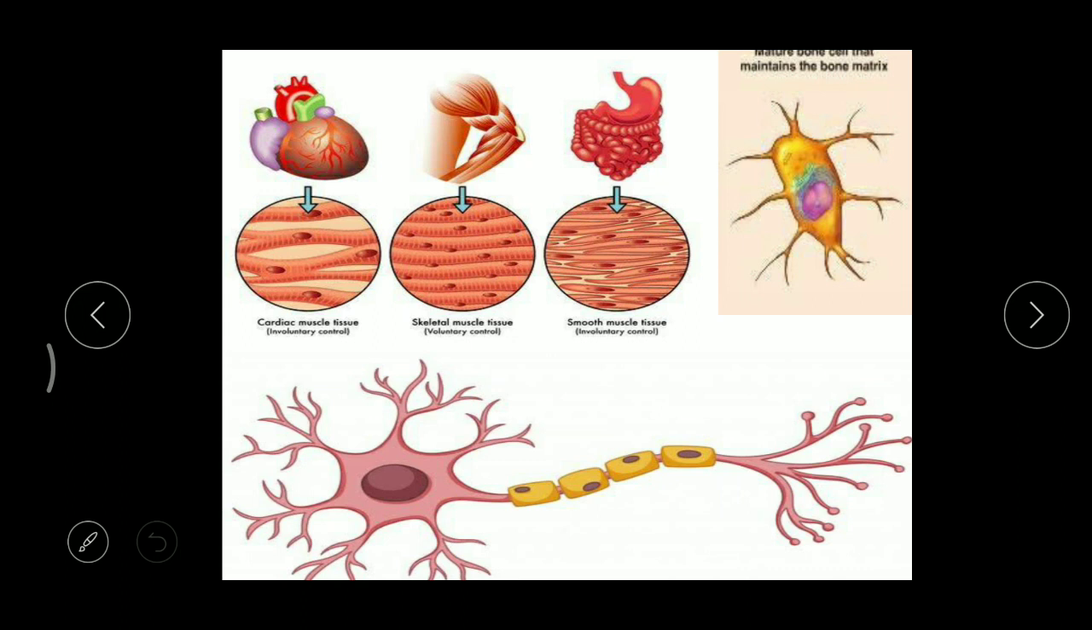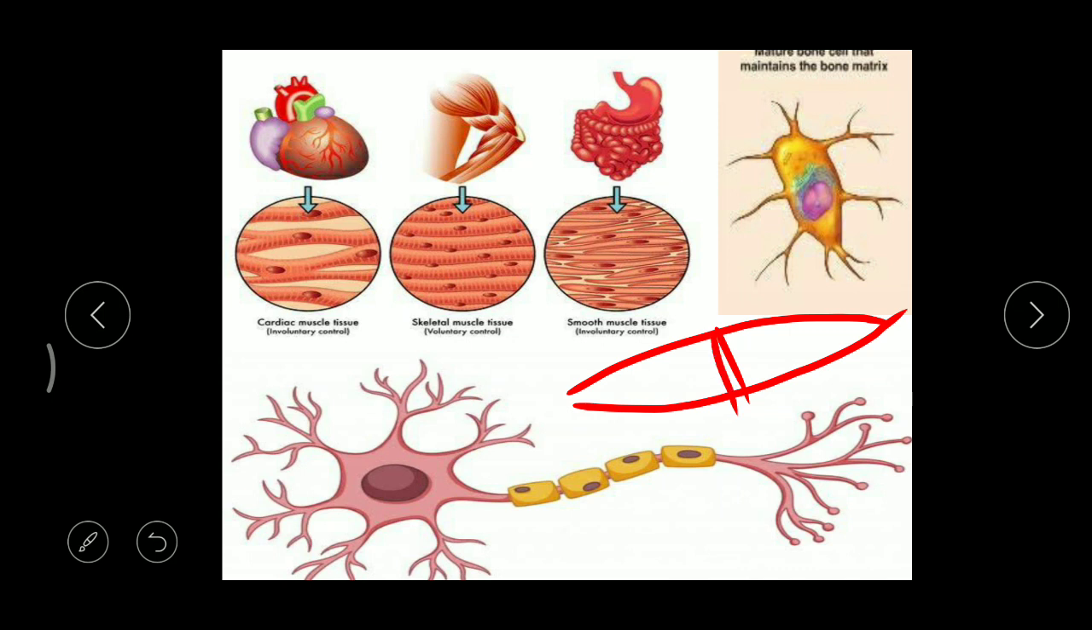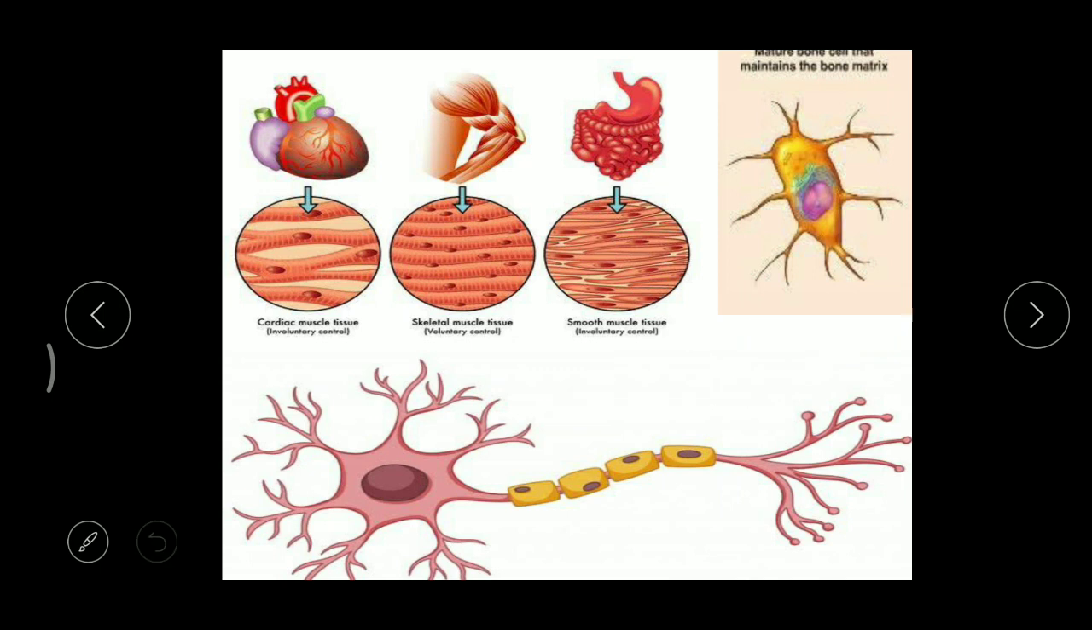At the corners they are sharp, and in the middle they are broad. So this shape can be called a spindle shape. So these cells are spindle in shape, and when you take another one, that is skeletal muscle. Here, skeletal muscle.